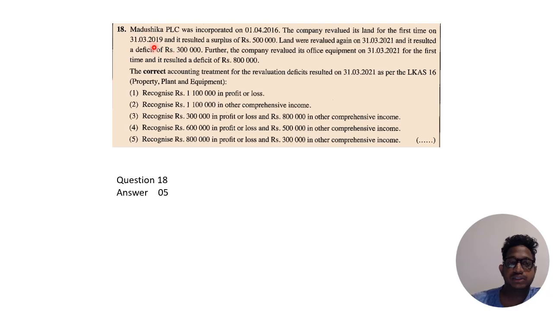And here also, Mansrika PLC was incorporated on 1st of April 2016. The company revalued its land for the first time on 31st March 2019, and the revaluation surplus gained was 500,000. Again land was revalued in this year, and it resulted in a deficit of 300,000. Further, the company revalued its office equipment on 31st March 2021 for the first time, 800,000.